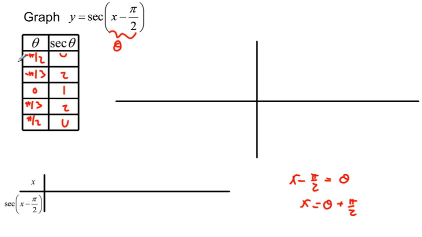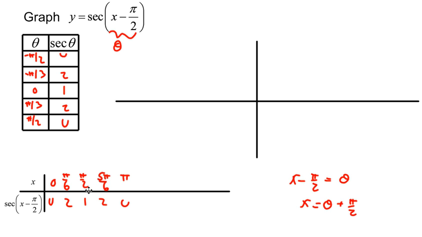All right. So negative pi over 2 plus pi over 2 is going to give us a 0. Negative pi over 3 plus pi over 2 is going to give us pi over 6. 0 plus pi over 2 is pi over 2. Pi over 3 plus pi over 2 is 5 pi over 6. And pi over 2 plus pi over 2 is going to give us pi. So we do nothing to these values because there was no amplitude that was going to stretch it or anything like that. So we're just going to do the same values here. So undefined, 2, 1, 2, and undefined.